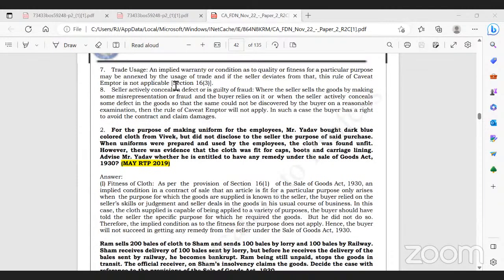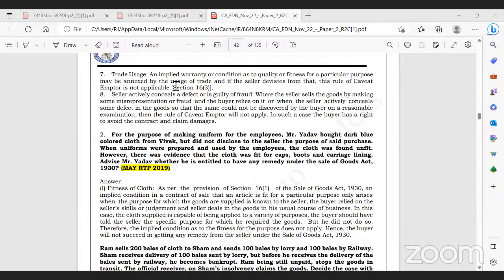Go. For the purpose of making uniforms for the employees, Mr. Yadav bought dark blue colored cloth from Vivek but did not disclose to the seller the purpose of the said purchase. When the uniforms were prepared and used by the employees, the cloth was found unfit. However, there was evidence that the cloth was fit for caps, boots and carriage lining. Advise Mr. Yadav whether he is entitled to have any remedy under the Sale of Goods Act 1930.